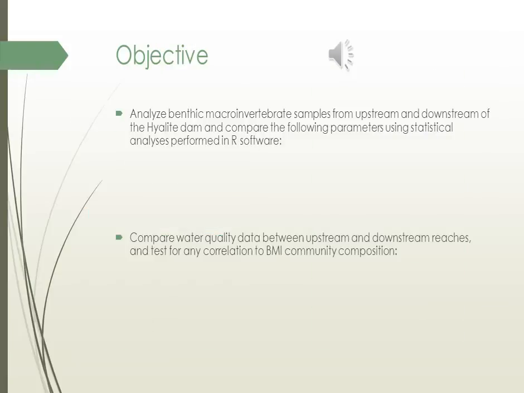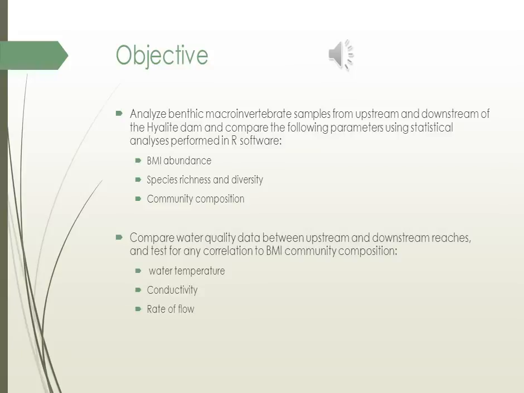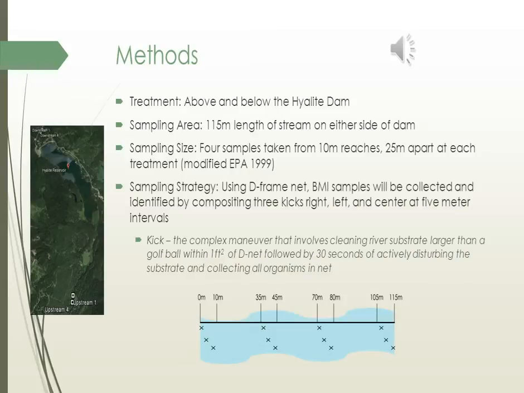How are we going to go about achieving this goal? We're going to apply statistical analyses to compare BMI abundance, species richness, and diversity, as well as community composition between the up and downstream sites. We will also use analyses to compare water quality conditions up and downstream of the Hyalite Reservoir, including water temperature, conductivity, and flow.